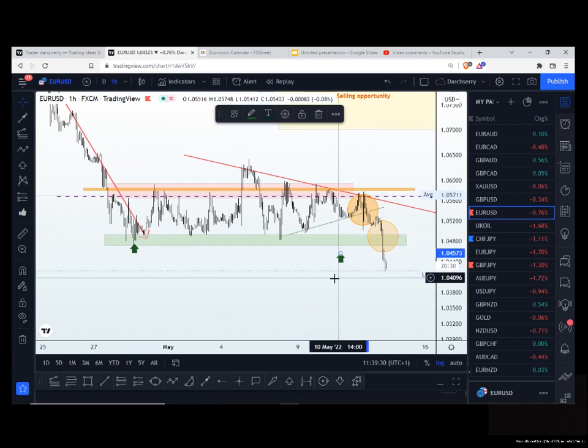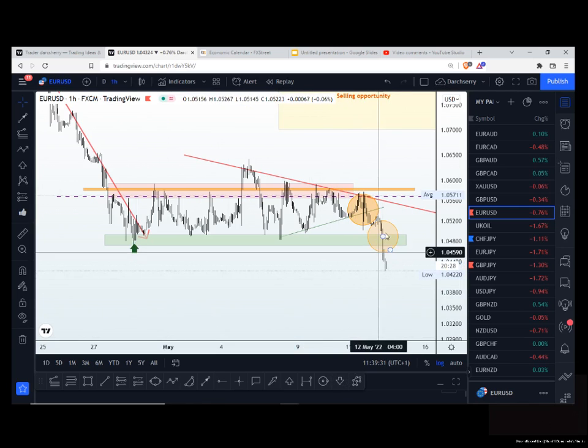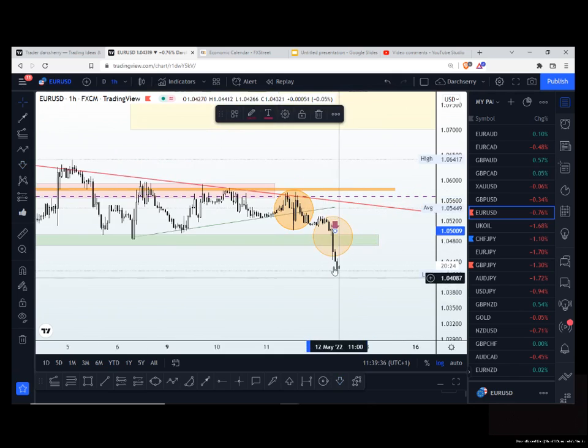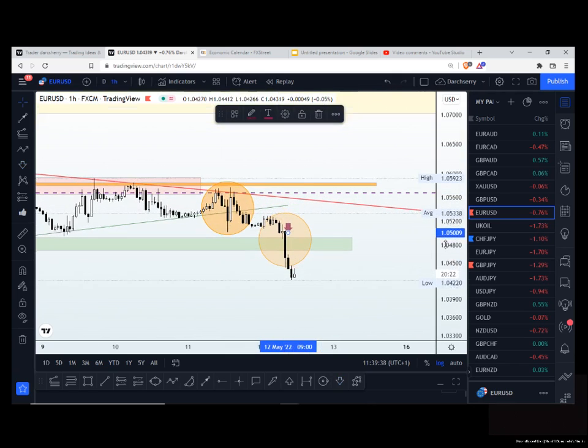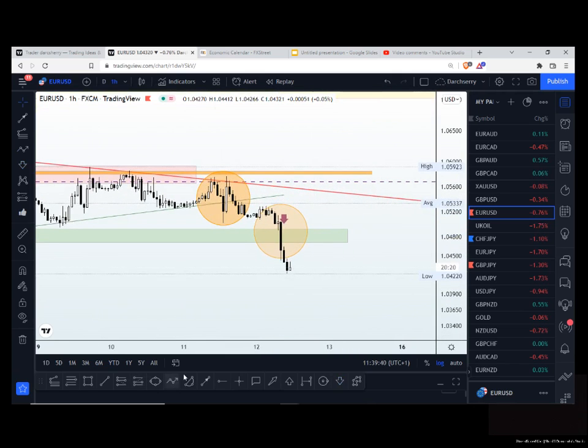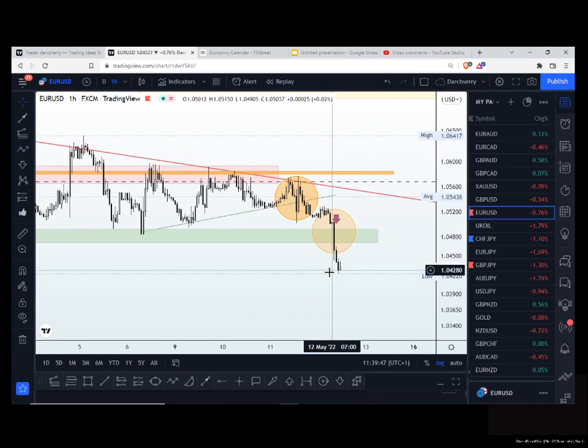So we saw an outright breakdown, which is a strong signal that the sellers are actually taking over this market. So we might be looking for a retest of this demand zone in the future and look for structures that support a trend continuation to the downside. So that is that on the Euro USD.